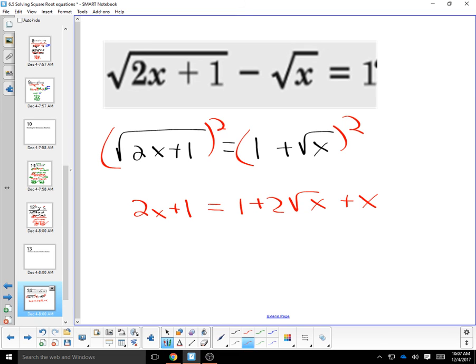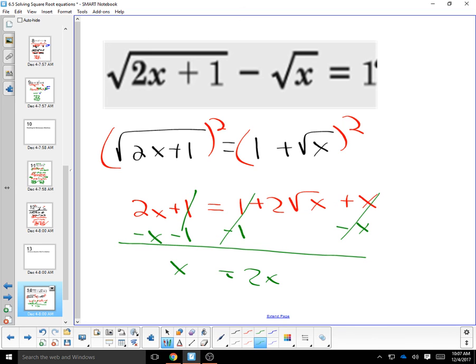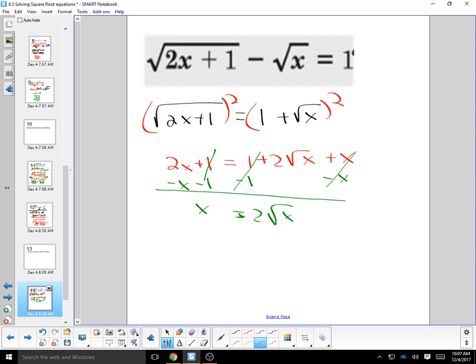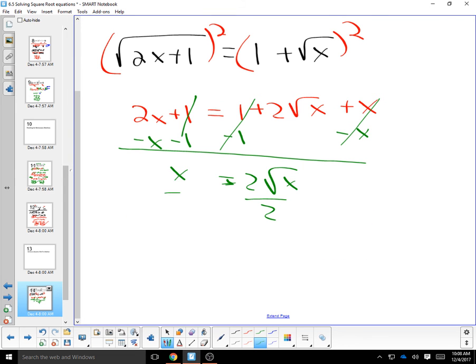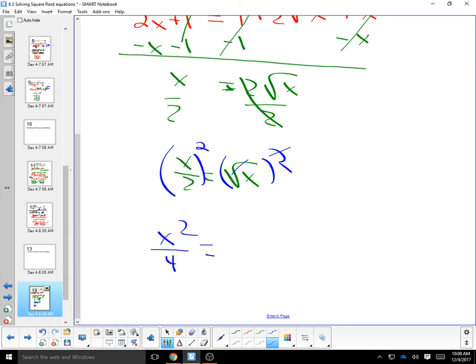I'm going to move whatever doesn't have a radical to the left side. So I'm going to subtract 1, and I'm going to subtract x. So this is gone, this is gone. I've got 2x, that's gone, and I've got x on this side. That should be 2 radical x, my bad. 2 radical x. Are we good? I'm going to divide by 2. Good. Divide by 2, divide by 2, this is gone. So I've got x over 2 is equal to the square root of x. How do I get rid of a radical? Square it. So I'm going to square here, and I'm going to square here. That gives me x squared over 4 is equal to x.